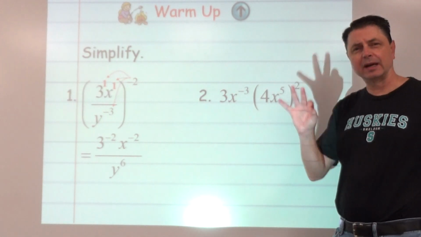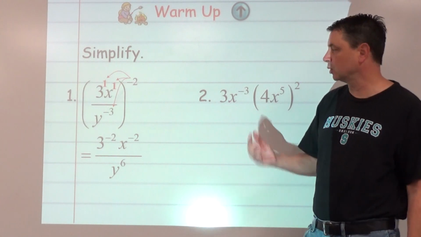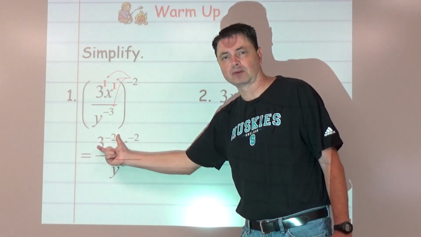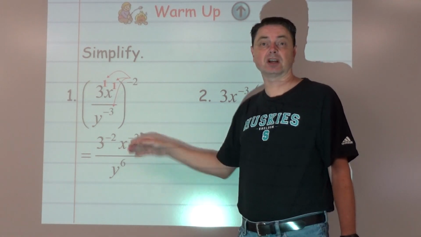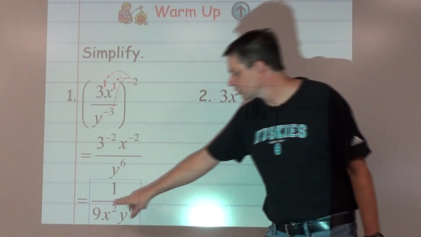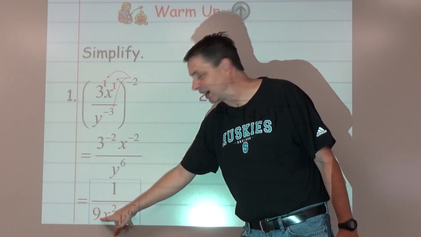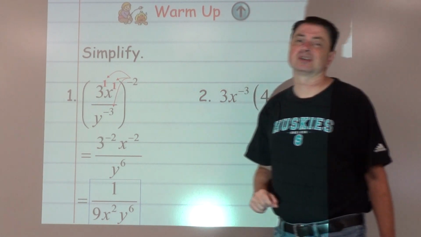So then step 3 is the level change. So anything that has a negative exponent will level change. So this is going to go from top to bottom. This is going to go from top to bottom. Since nothing is left on top, we're going to put a 1 on top. And just a reminder that 3 to the second power, since it ended up on the bottom due to our level change, 3 to the second power is 9.